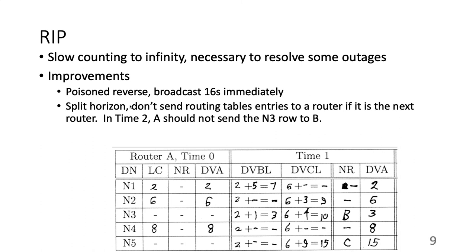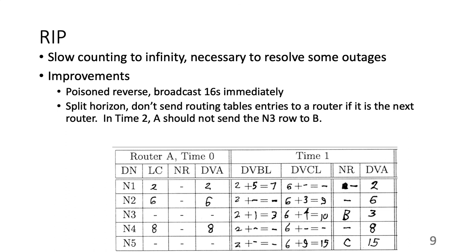And split horizon, the idea is that you don't send routing table entries to a router if it is the next router. And so I have an example from the table here. This is router A, and this is time 1. And so for network N3, router B is the next router, and the cost is 3. Well, that's fine. But at time 2, router A is not going to send this row to router B, because router B knows how to get to network N3. So router A is not going to tell router B how to get to network N3. This is split horizon. You don't send the routing table entries to a router if it is the next router.